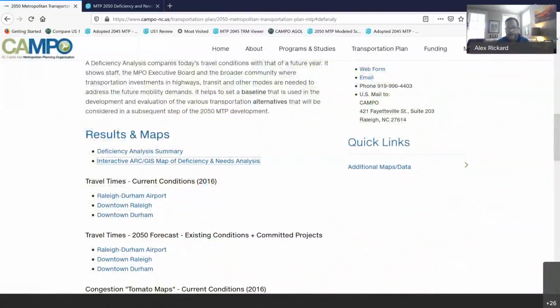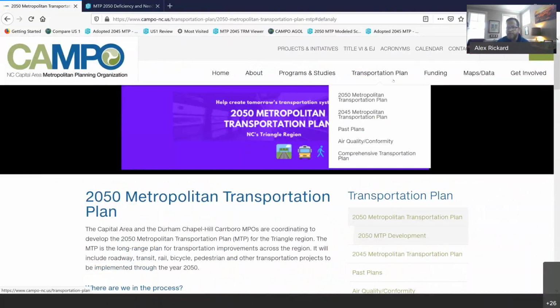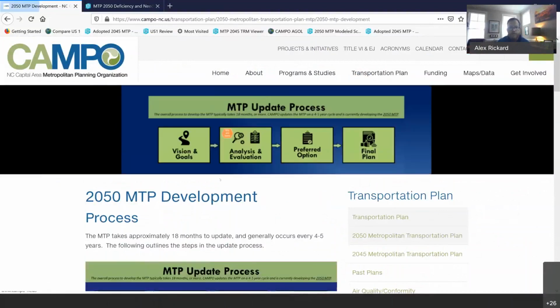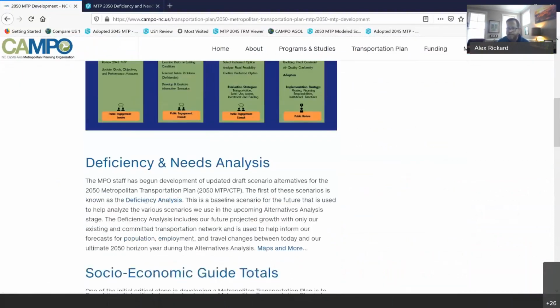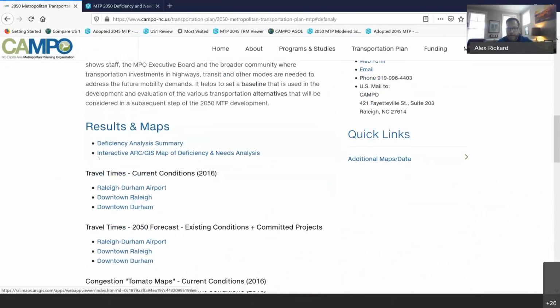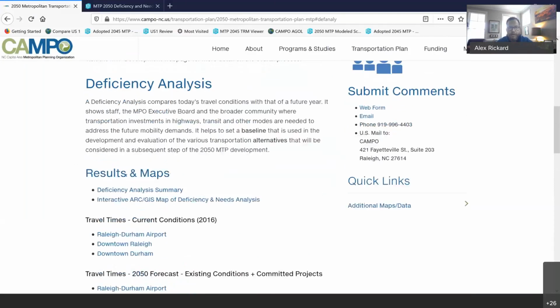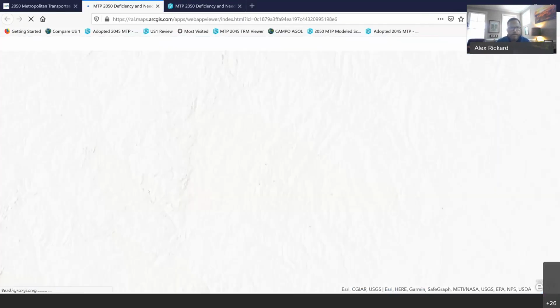So I get to the CAMPO website. For those of you that want to follow along, CAMPO website, and under Transportation Plan, 2050 MTP, the development portion. And then you can go down to the deficiency and needs section. And here's all those slides, those different maps that Chris just showed in the PowerPoint. So you can look at the tomato maps, you can look at the travel time bands, but under that first section of results and maps, you can see that interactive ArcGIS map, which will bring you to this lovely application.